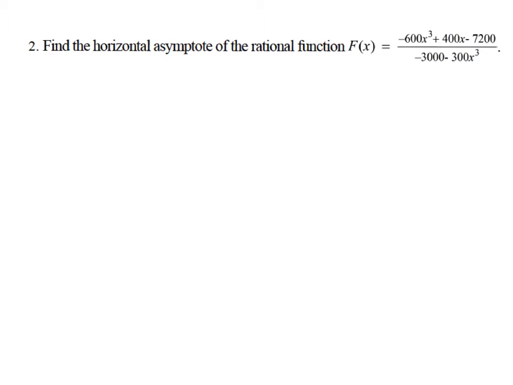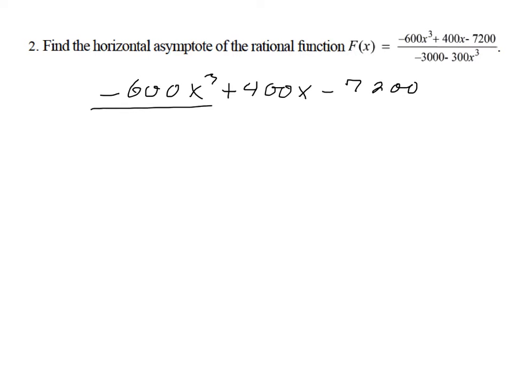In question number 2, it says find the horizontal asymptotes of the rational function and gives you the rational function. Now, in looking at the rational function, you need to pay attention right here to this not being in descending order. So let's first of all take that and put that in descending order. So on the top I have negative 600x to the third plus 400x minus 7200 over top of, and I have negative 300x to the third minus 3000. Alright, and of course that is equal to f of x.